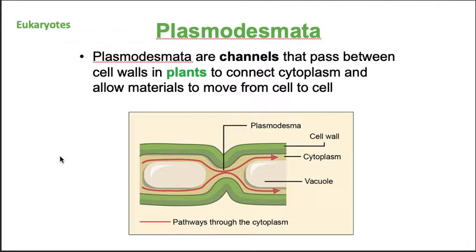So we mentioned between plant cell walls having these special channels called plasmodesmata, and these are channels that pass between the cell walls in plants and allow the cytoplasm to be shared between adjacent cells. And this is one way that plants can move materials from one cell to another cell. They also have a vascular system, xylem and phloem, where xylem moves water throughout the plant and phloem moves nutrients throughout the plant. But for sharing of other materials between cells, they can use the plasmodesmata.